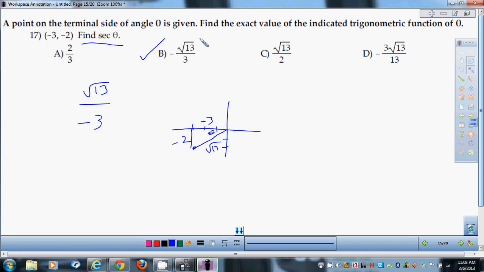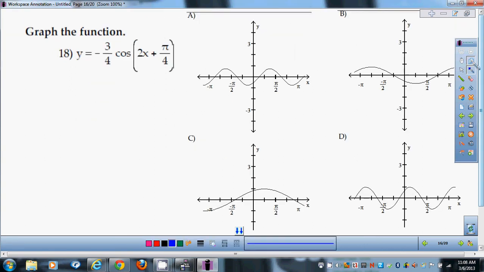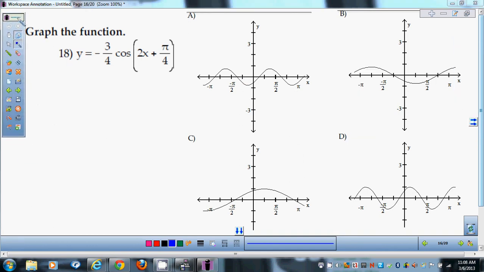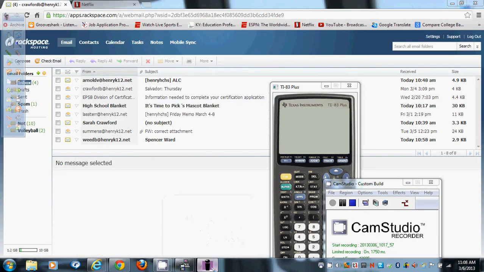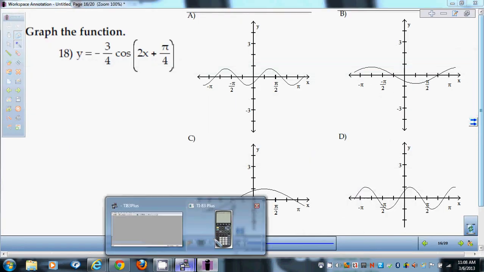Graph the function. What is the easiest way to graph this? Now, even better, when you punch it into your calculator, make sure your window matches the window of theirs. That way, you don't have to translate what you're looking at. Also, make sure you're in radian mode. When you graph these on your calculator, you need to be in radian mode. Clear. Negative 3/4 cosine 2 theta plus pi over 4.